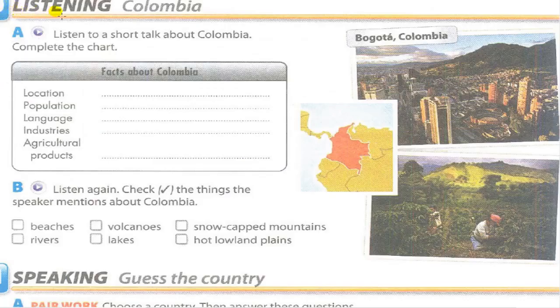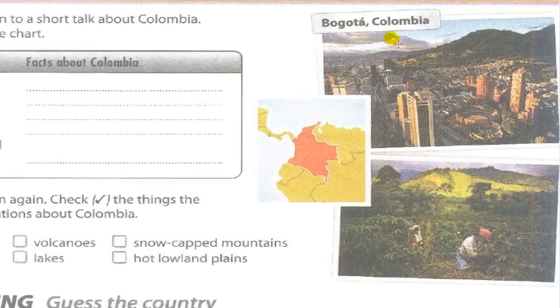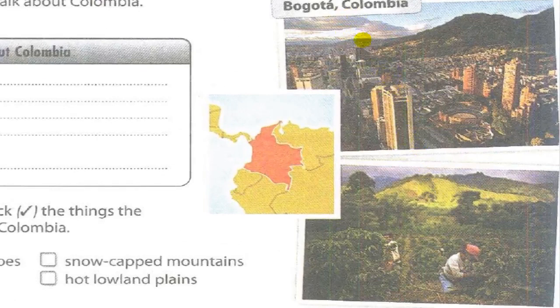Exercise number 10, listening. Colombia. Here, look at the picture. What do you see? This is a map. For which country? This is Colombia. Where is Colombia? Colombia is a country in South America. The capital city is Bogota. And we see here in the picture, this is Colombia, the capital city.